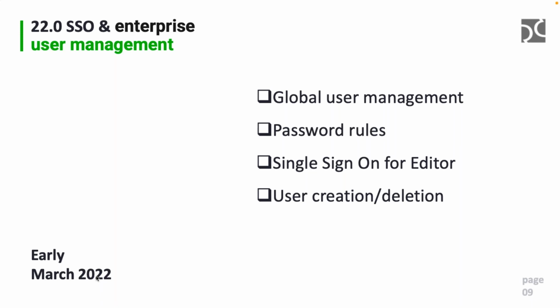Many of your IT colleagues have been asking for the so-called single sign-on and enterprise user management. What does it really mean? The number one priority is the so-called global user management, which includes, for example, the password rules. Every enterprise organization has strict security rules, and usually what you want to achieve is that the user doesn't have different passwords for different services. If there is a policy that you should change your password every 90 days, this rule is applied globally.